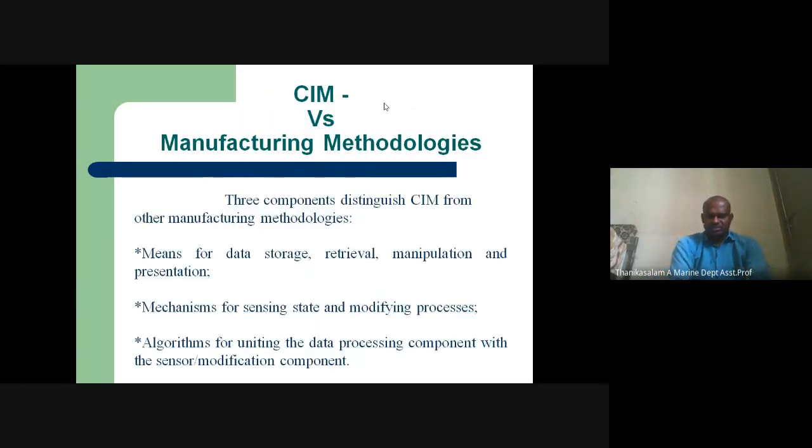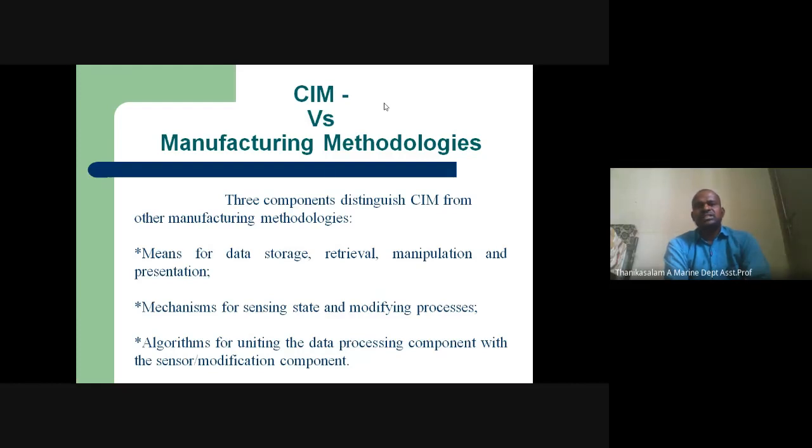SIM versus other manufacturing methodologies. Three components distinguish SIM from other manufacturing methodologies. First, means for data storage, retrieval, manipulation, and presentation. Yes, if you are using a computer, you can store previous product details or component details for any time. Say 10 years back, you designed a component, for example the crankshaft. Now you want to modify it, so you want all the data available in the system, so you can make any manipulation.